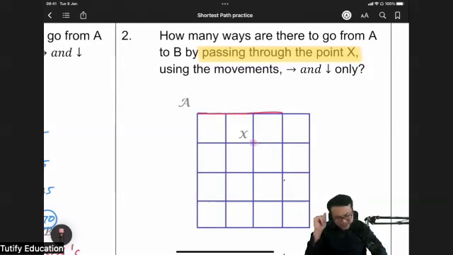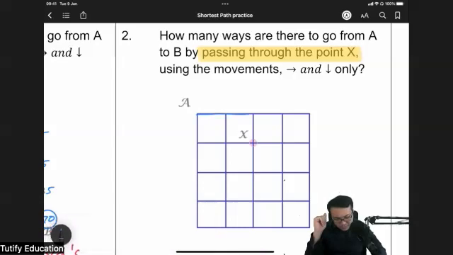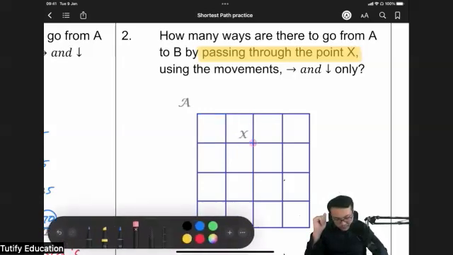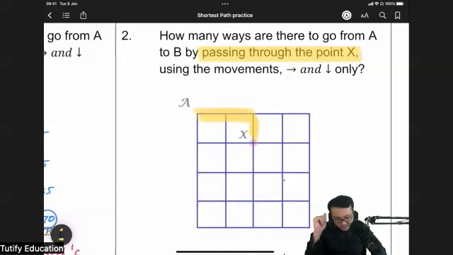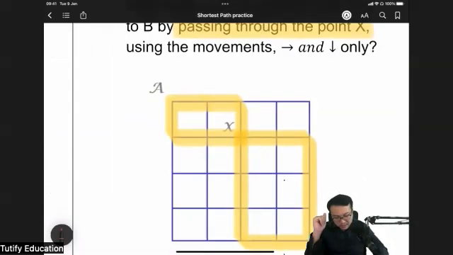Stay within the boundaries. So what boundaries should we stay within? Let me draw a box here. We would never want to get out of that boundary. Okay, let me use a different color. Okay, let's just use a highlighter. We would like to stay within this box, and we would also like to stay within this box. Now, let's go ahead and count the number of shortest paths.